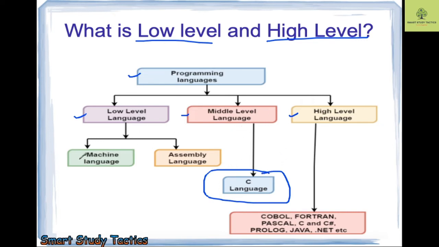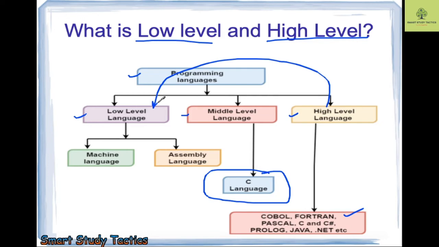Low level language, machine language and the assembly language, they both are considered as the low level language, because they are directly interacting with the machine. They are directly interacting with all the hardware parts of the computer system. But high level language, you are writing everything in English, and then you are converting. You require a medium to convert the high level language to the low level language, machine language. Is this clear to all of you?